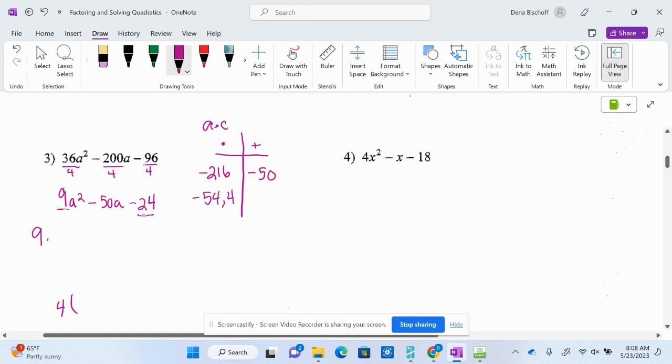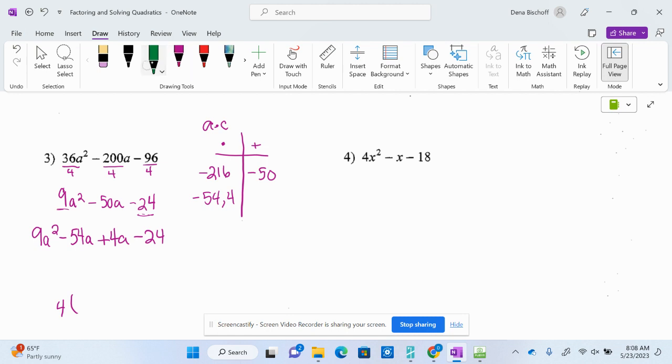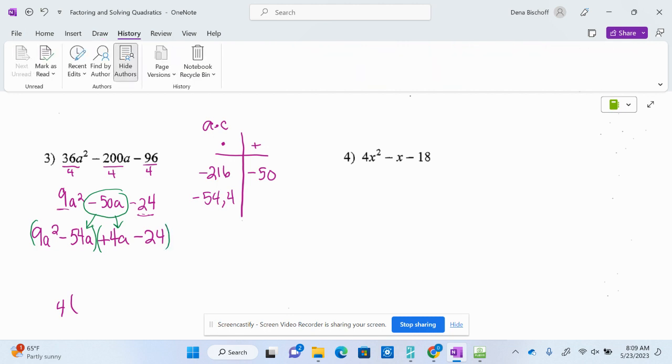So factor by grouping. 9a squared minus 54a plus 4a minus 24. Again, all I'm doing is taking this term and breaking it up into two terms. Negative 54 and a positive 4 give me negative 50. So I didn't change the problem. I just changed the way it looks because I need to have two sets of parentheses. I need to have 4 numbers so I can break them up into sets of 2.